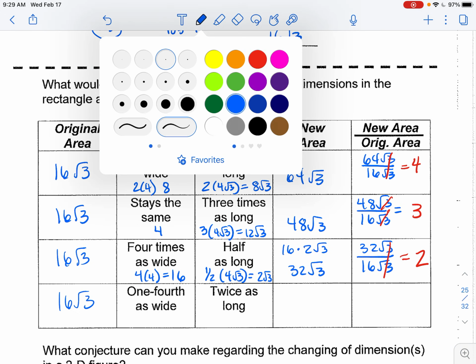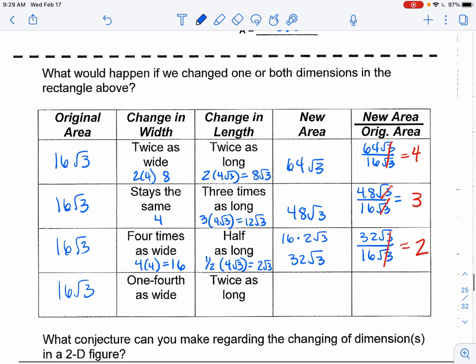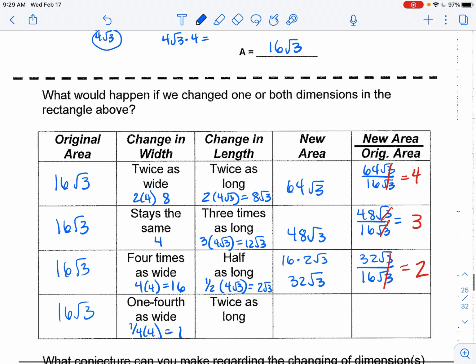And last problem. 1/4 as wide. So if my width is 4, 1/4 times 4 is going to give me 1. Twice as long. So 2 times 4 roots 3 is going to give me 8 roots 3. My new area, length times width, is going to give me 8 roots 3. 8 roots 3 divided by 16 roots 3. Let's cancel the roots 3, and 8 over 16 is 1/2.